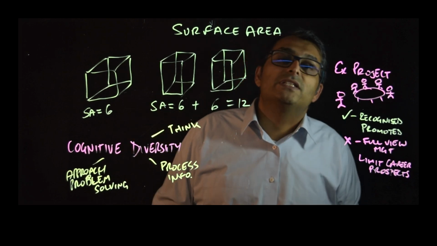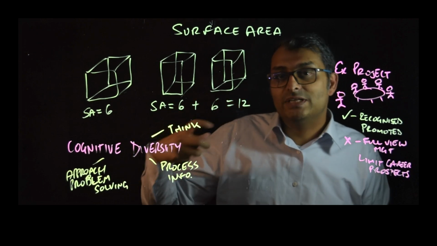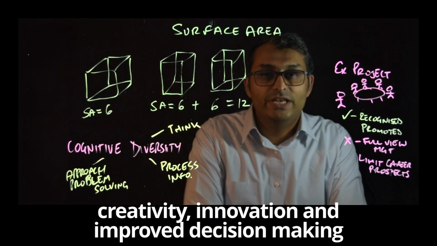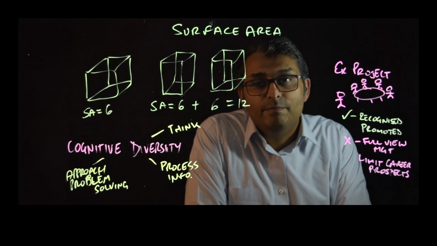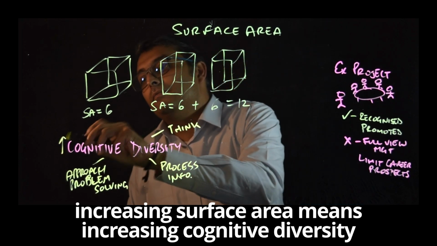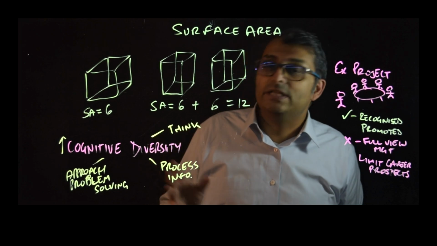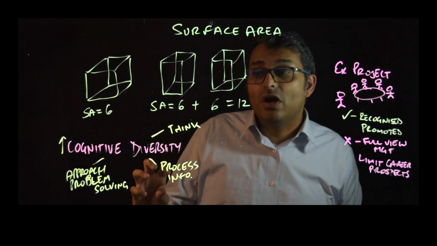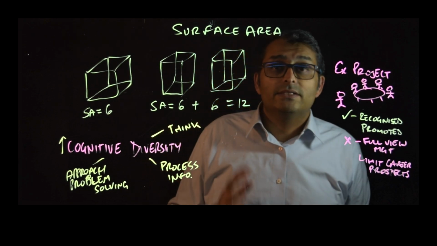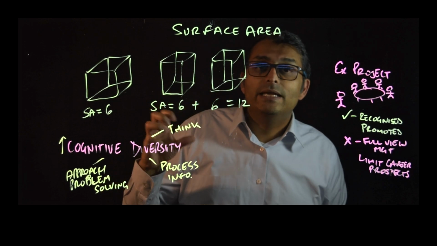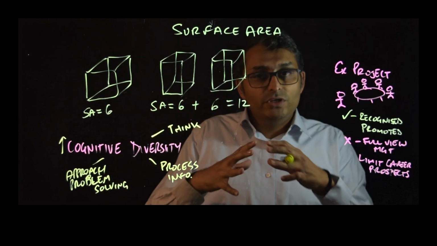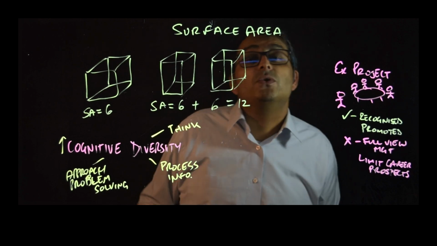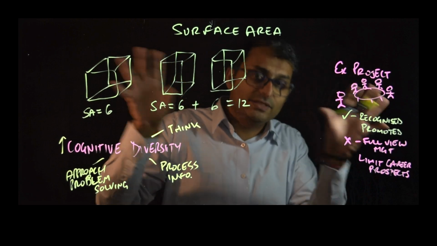It encompasses many differences in thought and problem solving, which can lead to more creativity, innovation and improved decision making, which is what the name of the game is. So increasing surface area means increasing cognitive diversity. And the key aspects of cognitive diversity are differences in thinking styles. So broadening our thinking style is very, very important. So let's think about it. If we are only, say, experimental in our thought process, broadening this to being analytical, practical, or relational will help in the way we process information.